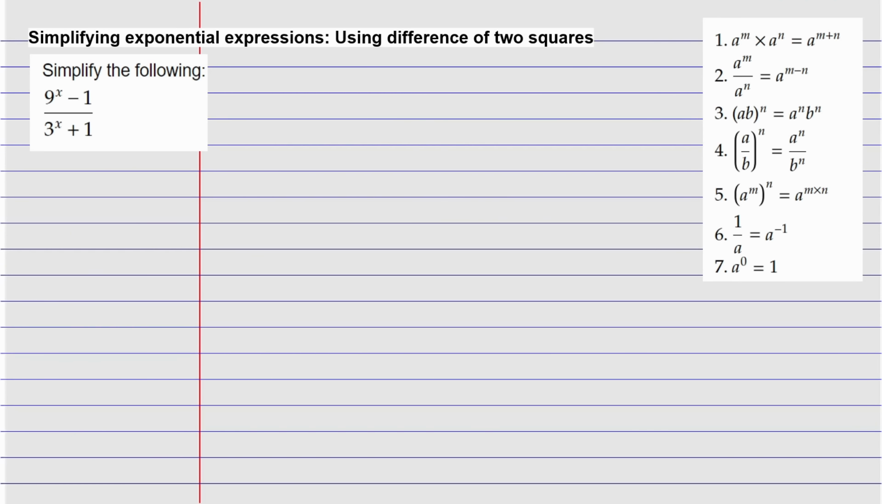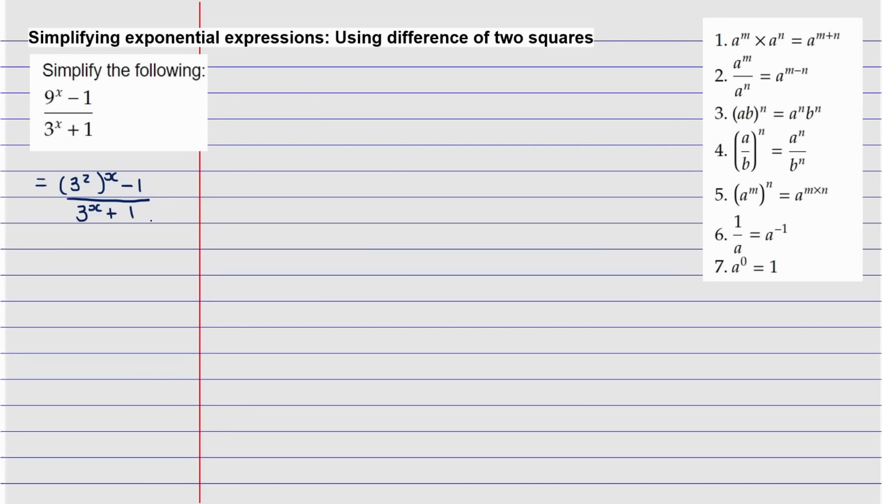So now we're going to do a question where it deals with a difference of 2 squares, right? So if you look at the numerator, we know the fact that we can change 9 into being a factor, right? So this is going to be the same as having 3 to the power 2, right? Then this is going to be x, then this is going to be minus 1, and this whole thing is going to be divided by 3 to the power x plus 1, right?